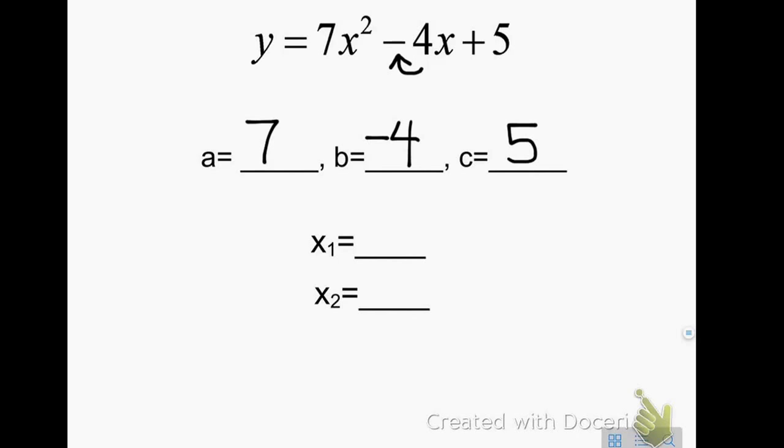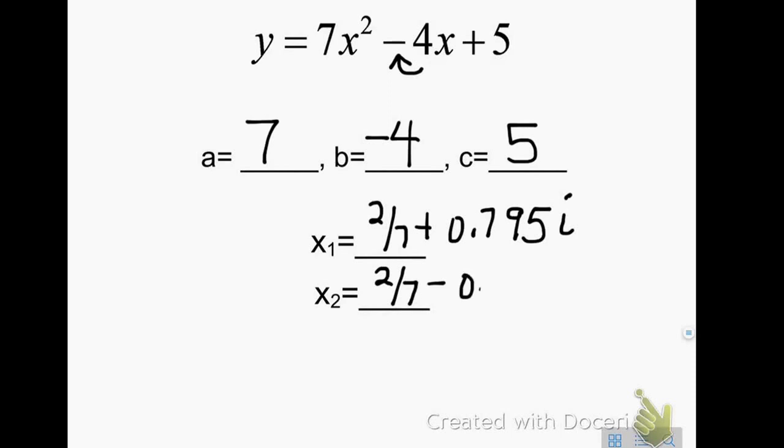This one is x1 equals 2 over 7 plus 0.795i. That tells me my solutions are imaginary, so you know it won't cross the x-axis. Hit equals again, and you get x2 equals 2 over 7 minus 0.795i. And so it gives you both of your solutions.